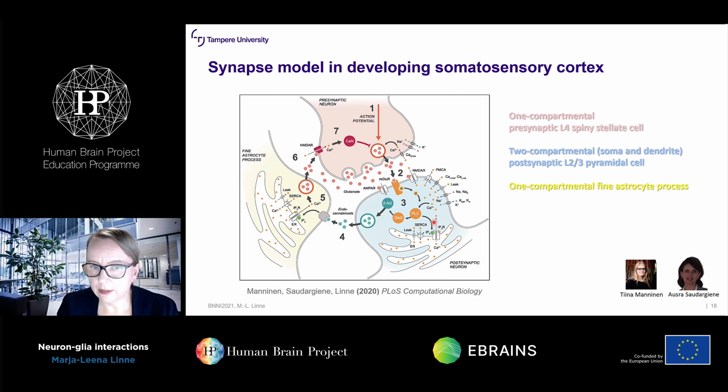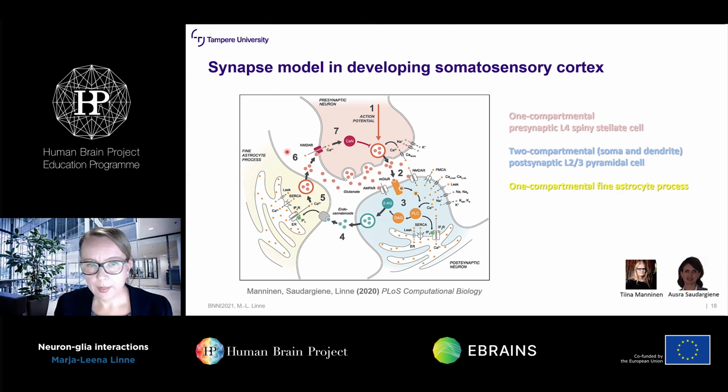And we set up a goal. We wanted to understand how astrocytes contribute to this. So first we made a very phenomenological model of this system, but then quickly realized that we really have to make a mechanistic model in order to understand what is going on in there. We were joined by Tiina Manninen, and we developed this model where we have a one-compartmental presynaptic layer 4 spiny stellate cell, then a 2-compartmental postsynaptic layer 2-3 pyramidal cell, basically soma and dendrite, and then a 1-compartmental astrocyte fine process.